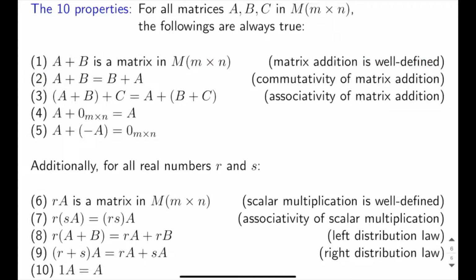The second property is that the addition of two matrices turns out to be commutative. Matrix addition is also associative, which means you can perform the addition in any order that you wish. You add A and B first and then add with C. It's the same as adding B and C first, then add with A. If you add a matrix with a zero matrix, you will get the matrix A itself. If you add a matrix with its negative, you will end up getting the zero matrix.